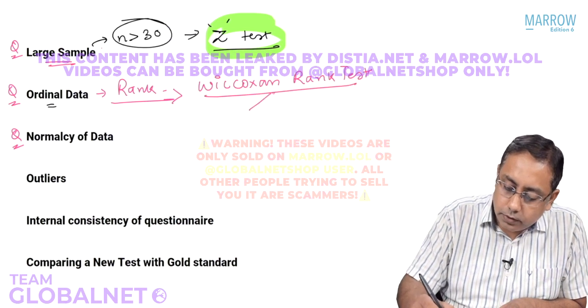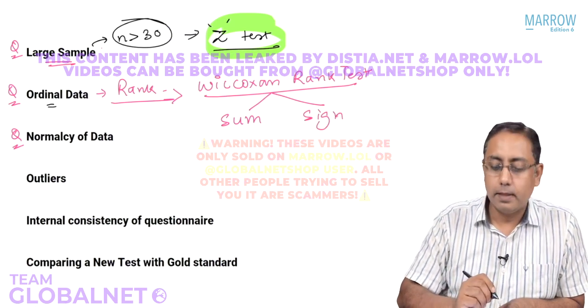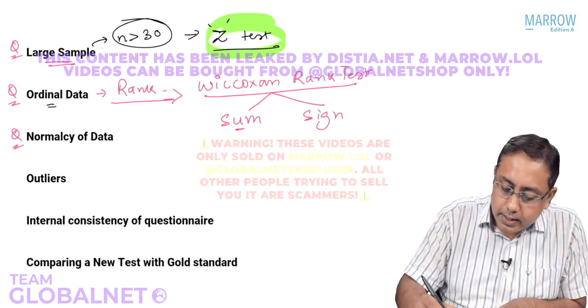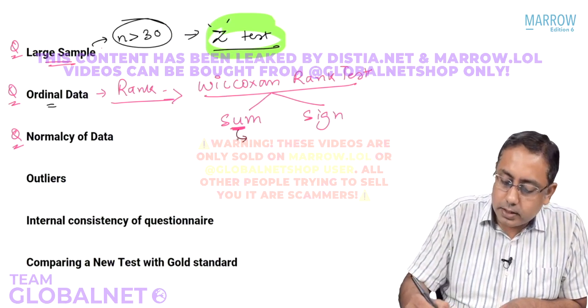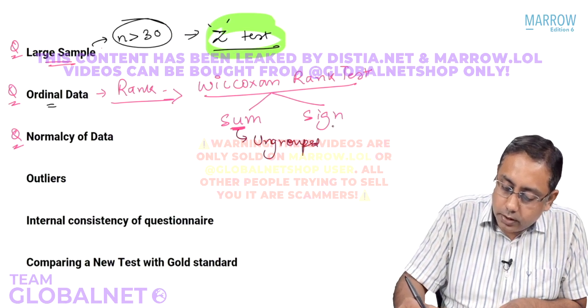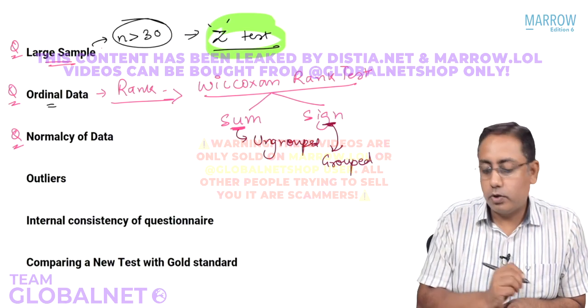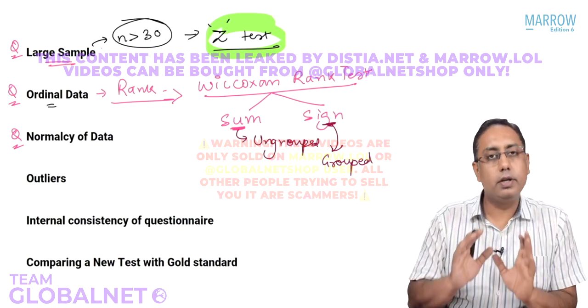Wilcoxon rank test is of 2 types. We can have a Wilcoxon rank sum test or a Wilcoxon rank sign test. Wilcoxon rank sum test, sum with the U. Wilcoxon rank sum test is for ungrouped data, and Wilcoxon rank sign test is for grouped data. These are for ordinal data.